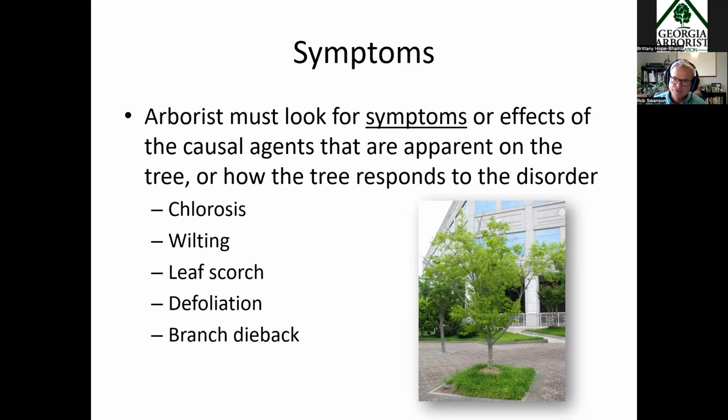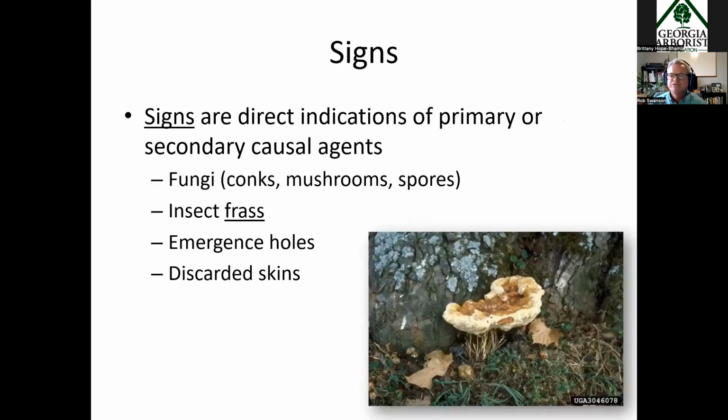But there are other things. There's root loss. There's a number of things. So these are all symptoms, and they can have lots of different causes. Compare that to signs. Signs are direct indications of the primary, secondary, or tertiary causal agent. So it's a direct indication of the causal agent.